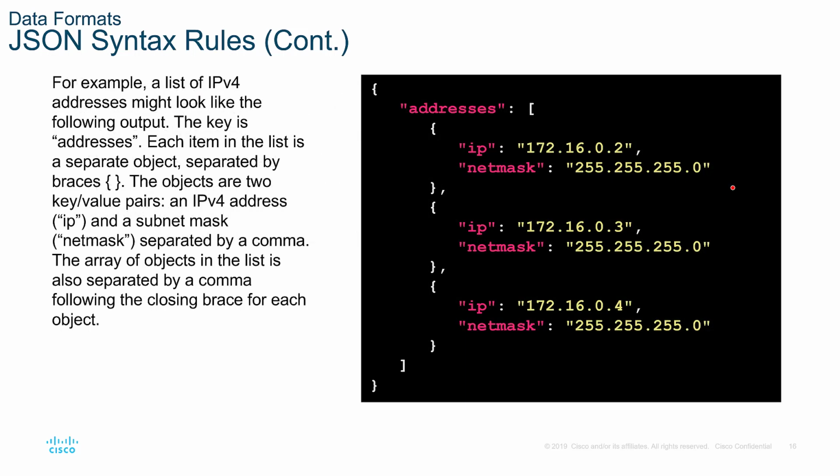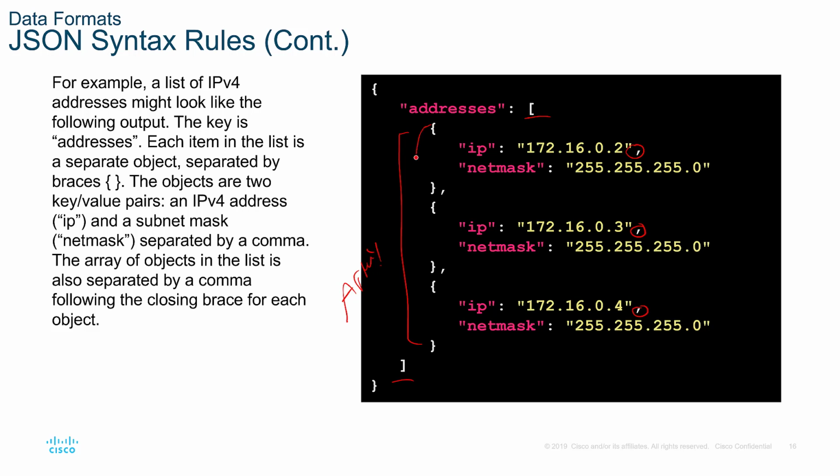So here we have our square brackets. This is the array. Here are these separate values. Here's the comma, comma, comma. So here's a list of IPv4 addresses, this is the output. The key is address. Each item in the list is a separate object separated by brackets.